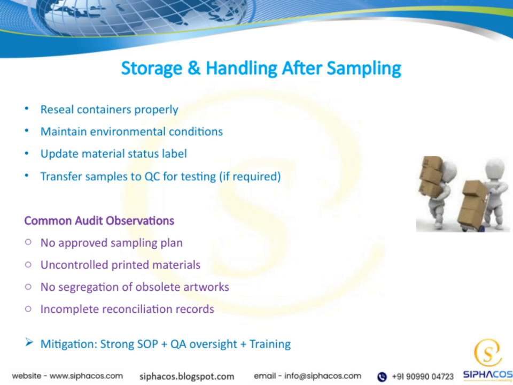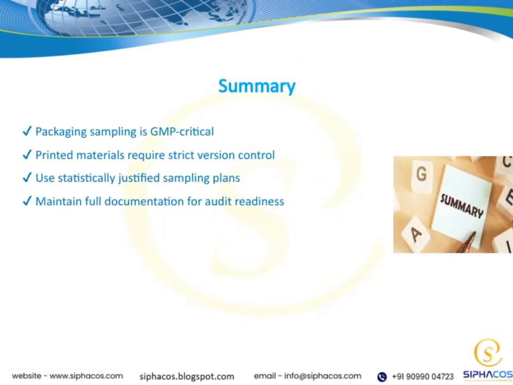To mitigate these issues, a strong standard operating procedure, or SOP, coupled with rigorous QA oversight and comprehensive training, is key. By implementing these measures, we can ensure our sampling processes are reliable, compliant, and aligned with overall quality objectives. Let's wrap up with some key takeaways.